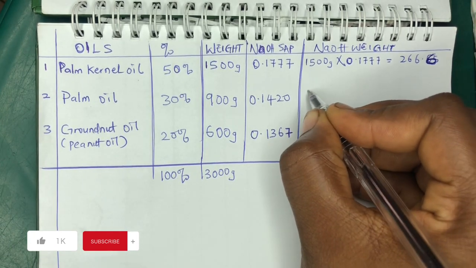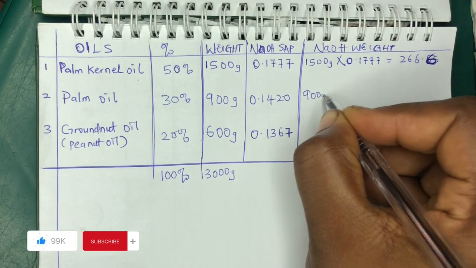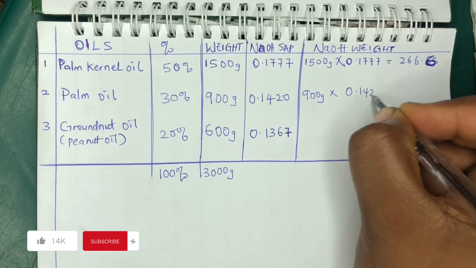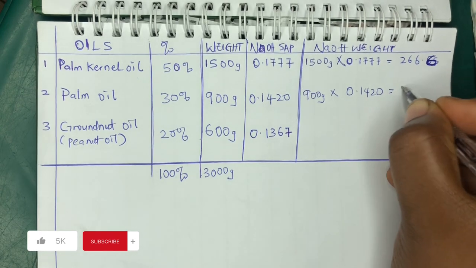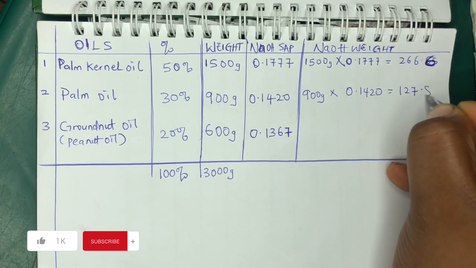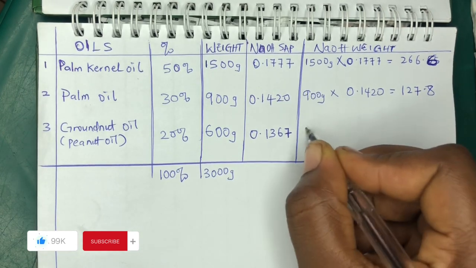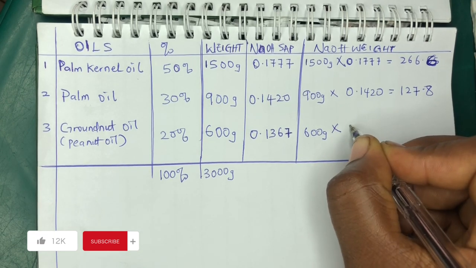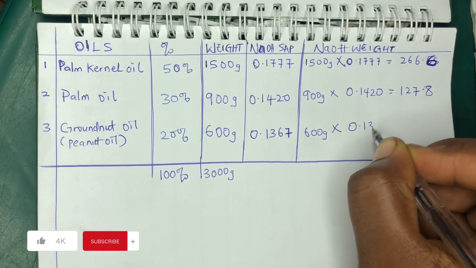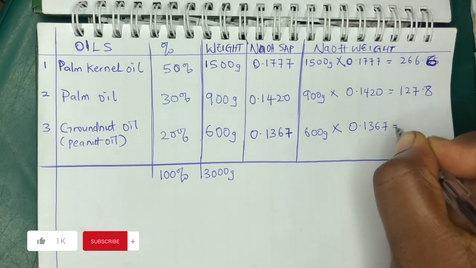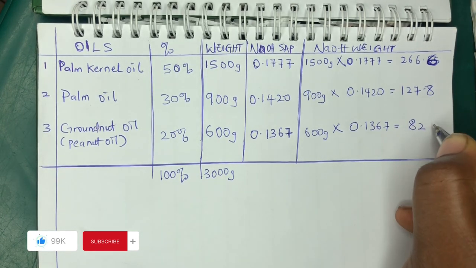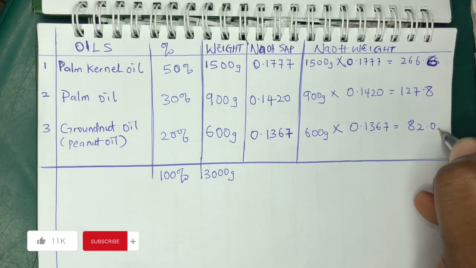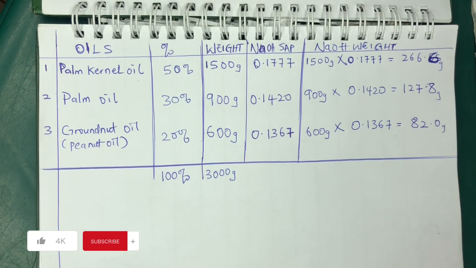For the next one, you will do 900 grams times 0.1420. This will give you 127.8. For the next one, we'll multiply the 600 grams of oil you will want to use by the saponification coefficient, which is 0.1367. This will give you 82.0 grams.